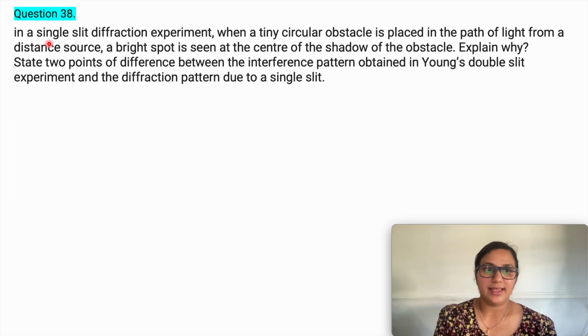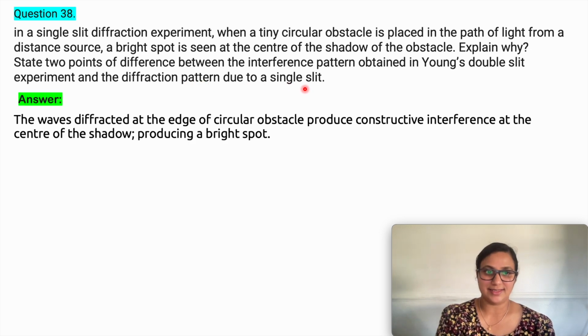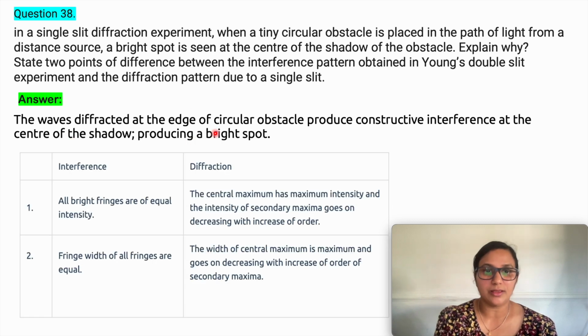Question number 38. In a single slit diffraction experiment, when a tiny circular obstacle is placed in the path of light from a distant source, a bright spot is seen at the center of the shadow of the obstacle. Explain why. State 2 points of difference between the interference pattern obtained in Young's double slit experiment and the diffraction pattern due to a single slit. Answer: the wave diffracted at the edge of the circular obstacle produces constructive interference at the center of the shadow, producing a bright spot. You can write any two differences between interference and diffraction.